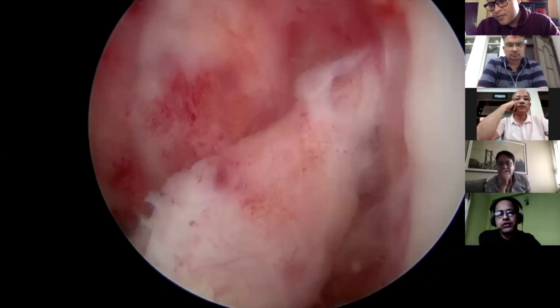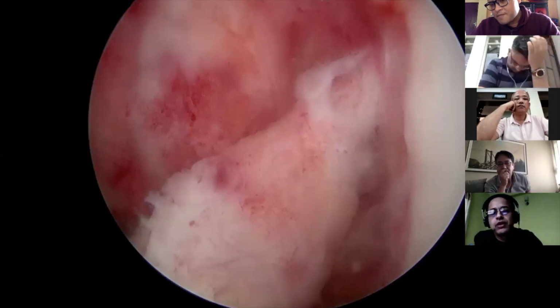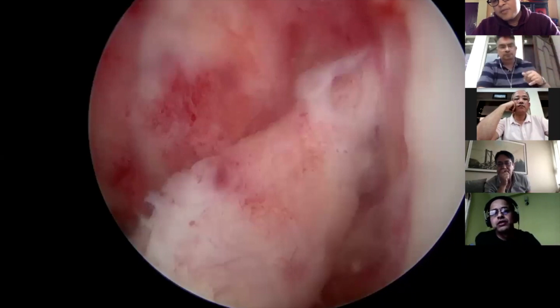Since the duration of injury is over 1 year, you said. Yes. And there is a bucket handle tear of the meniscus. Did you see it? That has been addressed, sir. That has been repaired. Now we have shifted to the ACL.